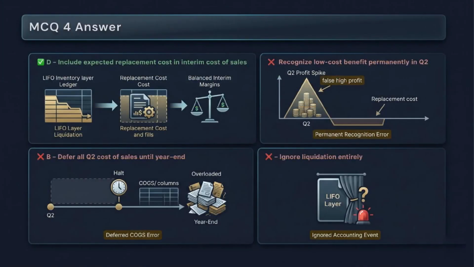The correct answer is D. Include the expected replacement cost effect in interim cost of sales. Option A is wrong because permanent recognition of the low cost benefit would overstate Q2 profit when replacement is expected. Option B is wrong because ASC 270 does not defer all cost of sales until year end. Option C is wrong because the liquidation cannot be ignored. The memory anchor is that temporary layer loss should not create temporary profit.